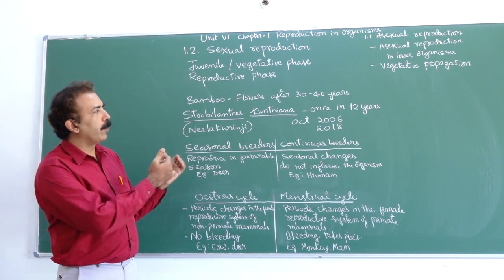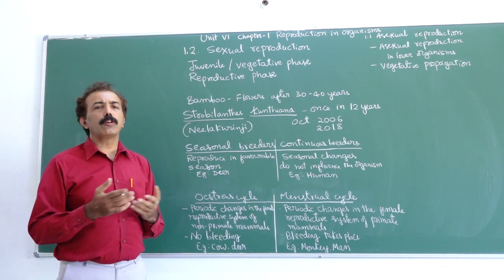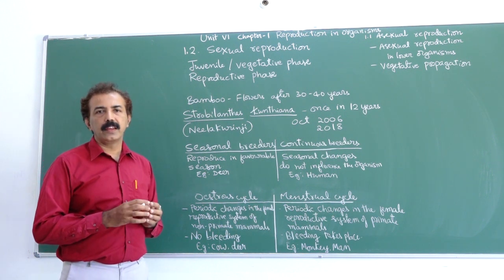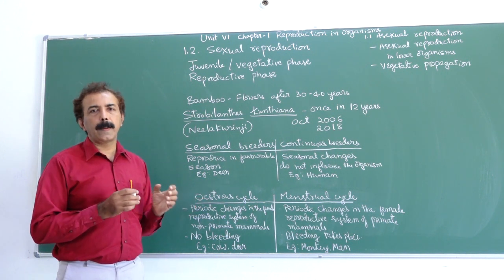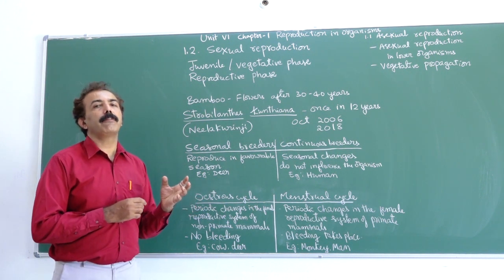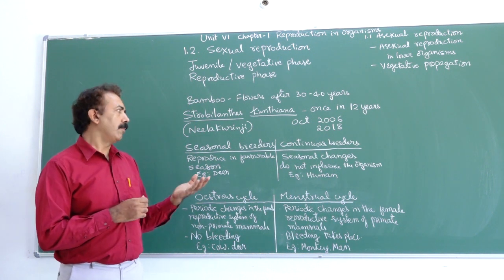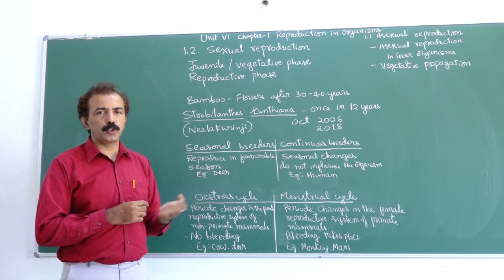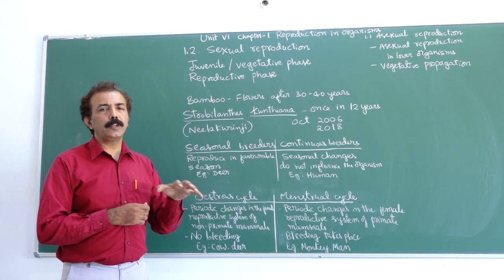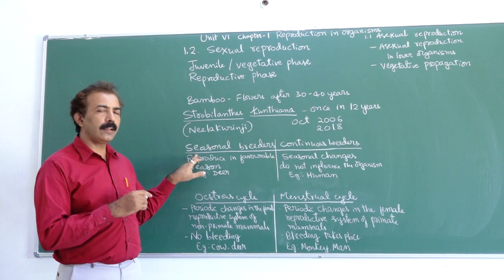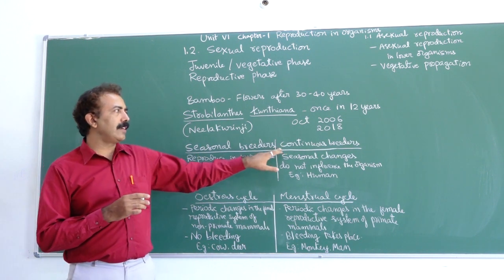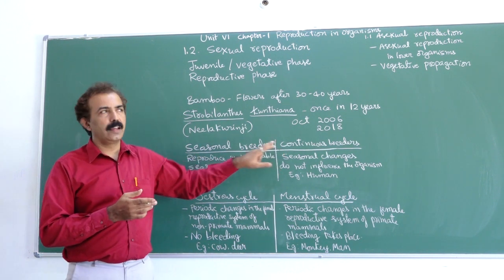Then let us progress further. Let us now talk about animals. The animals can be classified into two groups based on the reproductive pattern. You know that most of the animals reproduce by sexual method. And the sexually reproducing animals are classified into two groups, namely seasonal breeders and continuous breeders.